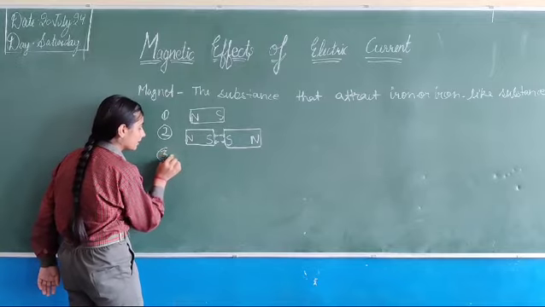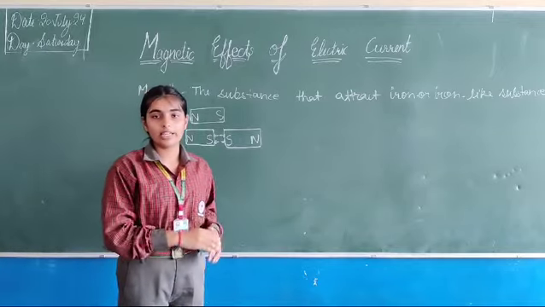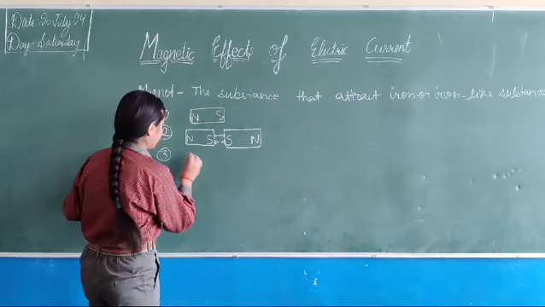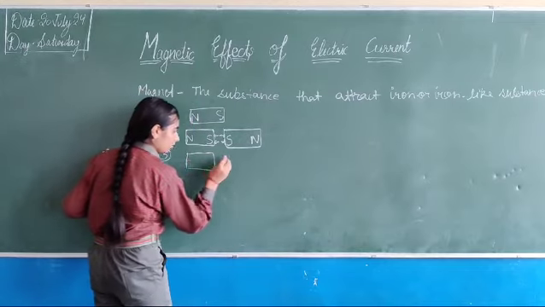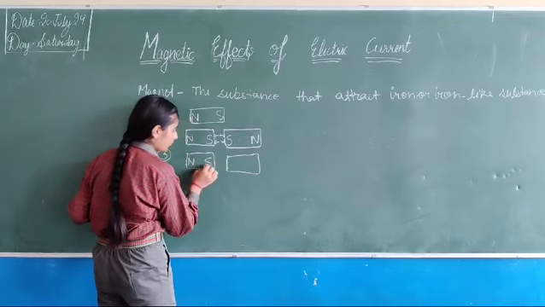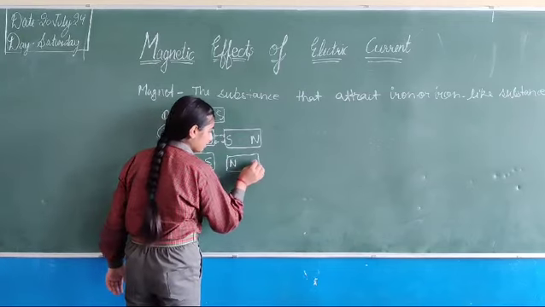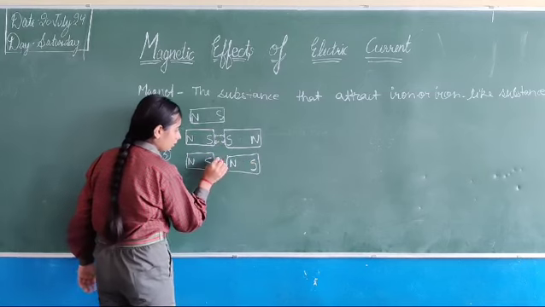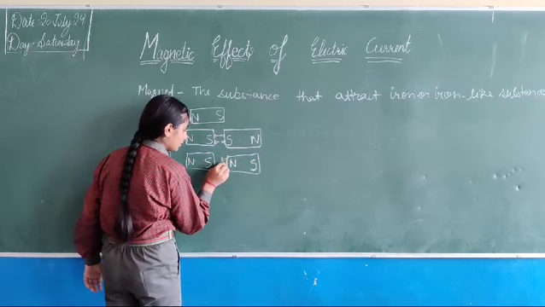The third property is that unlike poles always attract each other. In the first magnet this is the north pole, this is the south pole. In the second magnet this is the north pole and this is the south pole. They always attract towards each other.